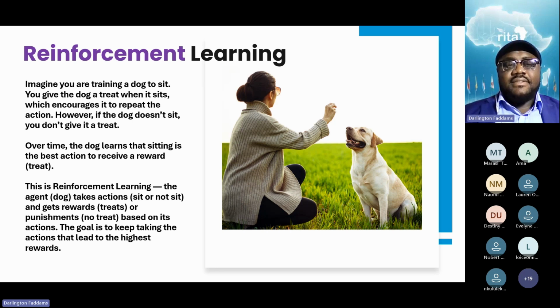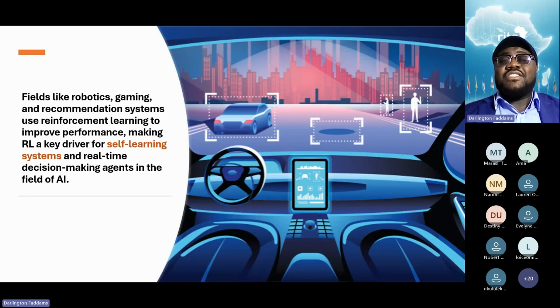The agent, in this example a dog, takes an action, sit or not sit, and gets a reward, or treats, or punishment, which is no treats, based on its actions. The goal is to keep taking the actions that lead to the highest reward. And so through this, it is able to understand and learn. This is the third way to train machine learning models.